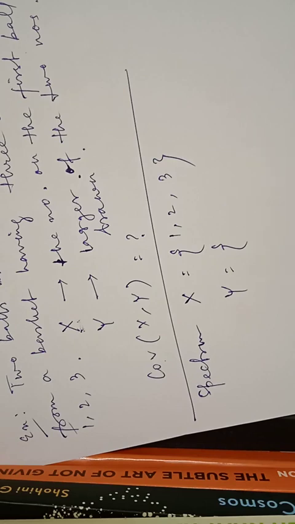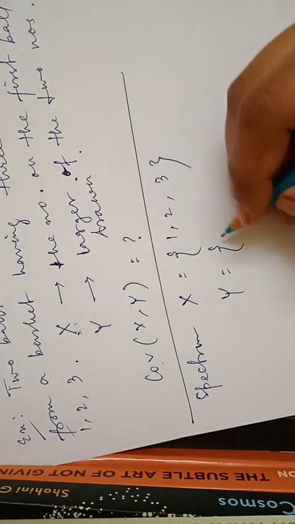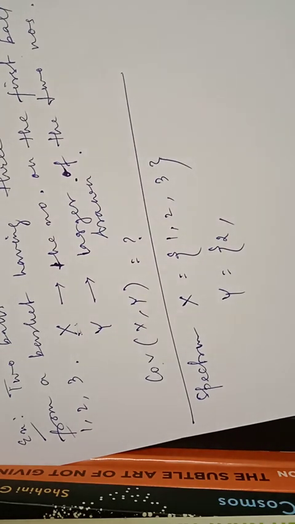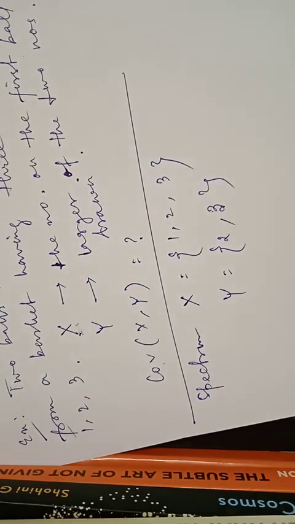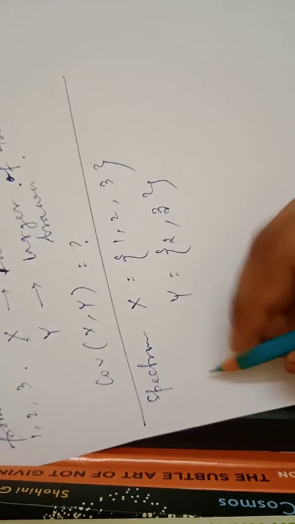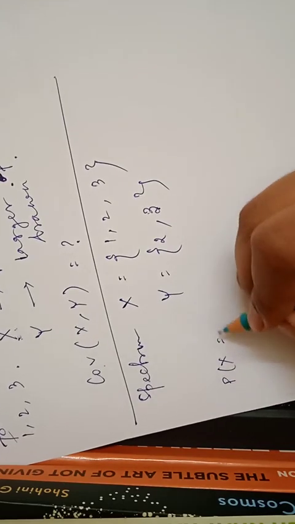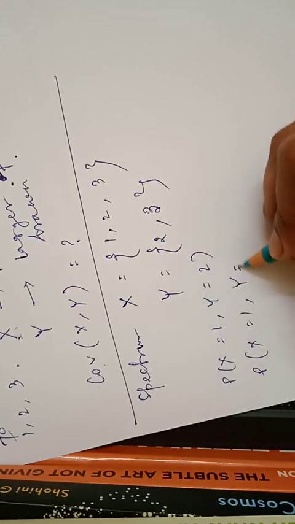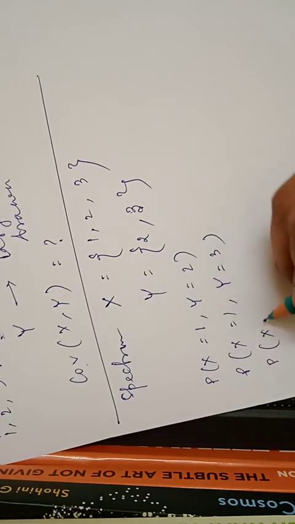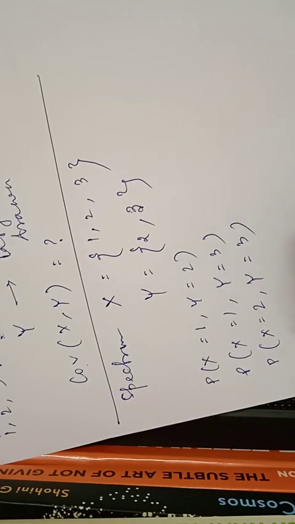Suppose you have drawn two balls 1 and 2, the larger will be 2. Suppose you have taken two balls 1 and 3, the larger will be 3. You have taken two balls 2 and 3, the larger will be 3. So the only possible values of Y are 2 or 3. Now let's find all the possible probabilities: probability of X equals 1, Y equals 2; X equals 1, Y equals 3; similarly X equals 2, Y equals 3, and so on.